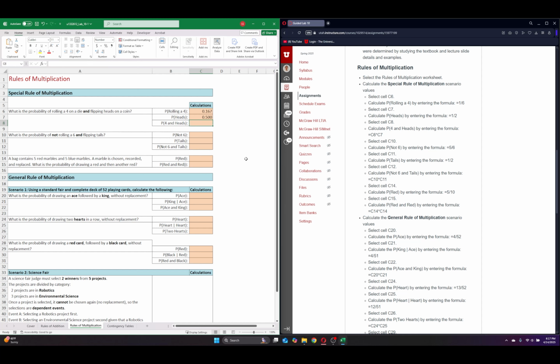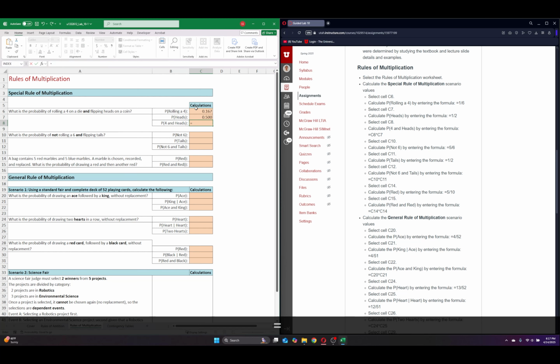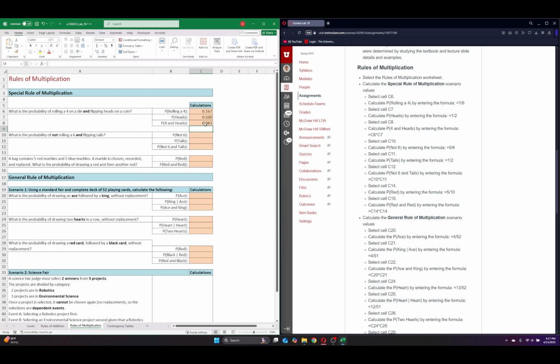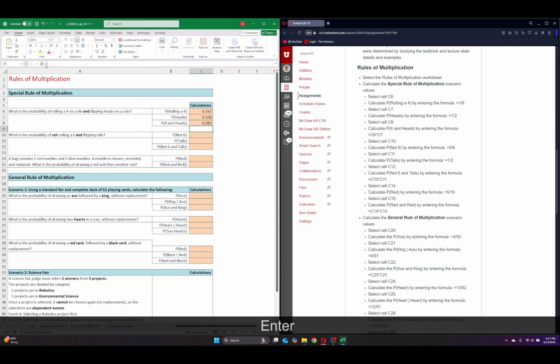Now we want to calculate the probability of both of these occurring in sequence. So we want to do an equal sign, times our flipping the heads. This is our resultant percentage or probability of doing these two actions.